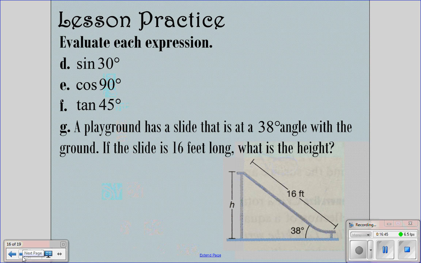Looking at the next, evaluate each expression. If you use your calculator, you should get 0.5, 0, and 1.